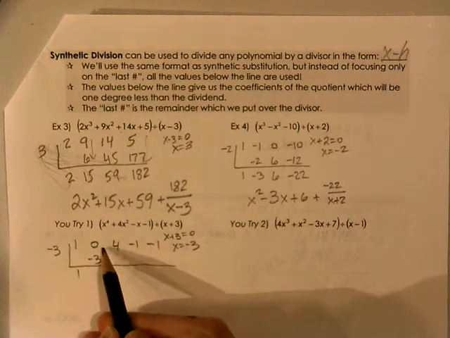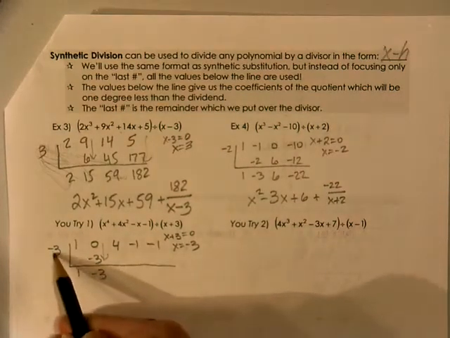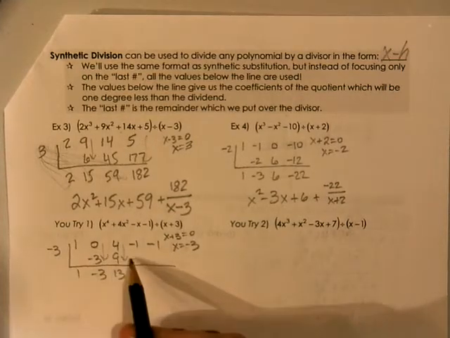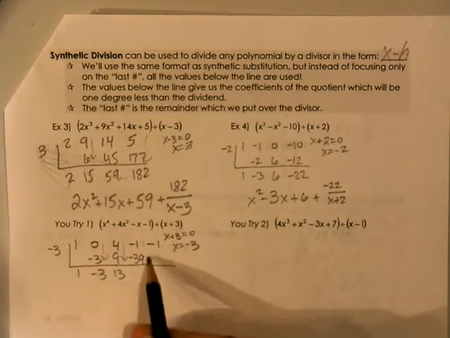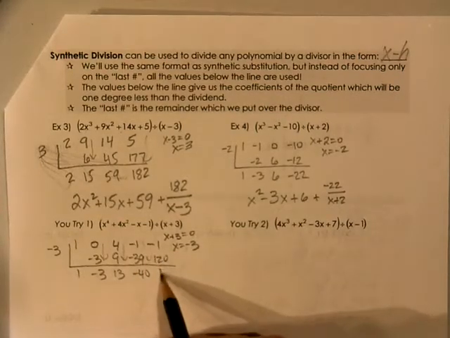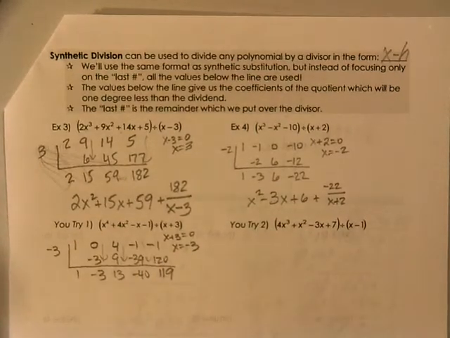Drop it down and multiply, add it, multiply, and add it, multiply, and add it, multiply, and add them. So we get 119.